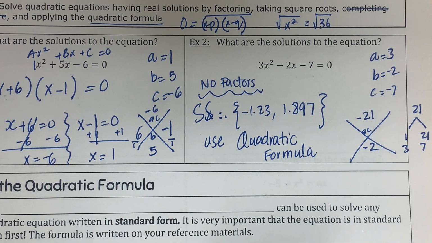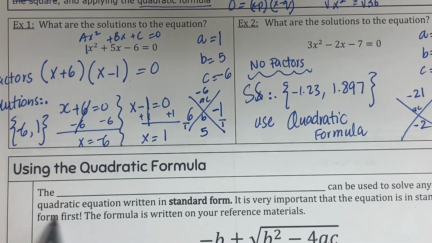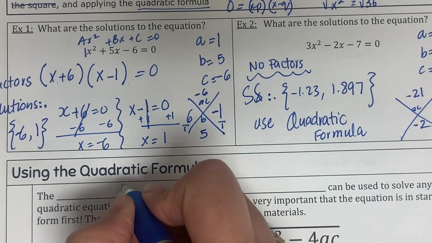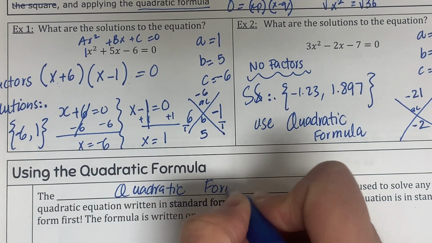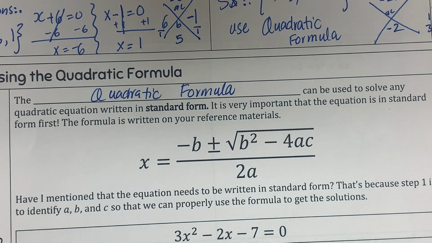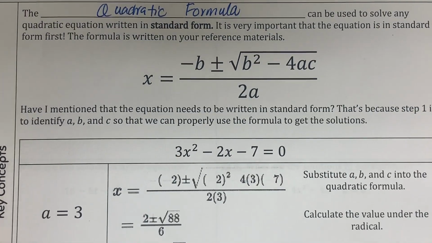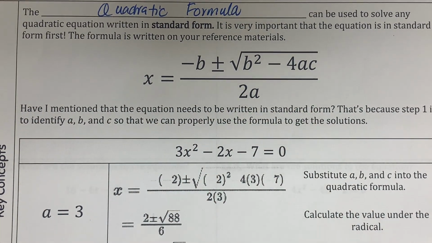So it's only under certain conditions that you use the quadratic formula. The quadratic formula can be used to solve any quadratic equation written in standard form. This is your quadratic formula. It is provided to you in your reference chart, so no question about that. Have I mentioned that the equation needs to be written in standard form? Yes, because it needs to be equal to 0. So identify a, b, and c. That's what you are going to do first.